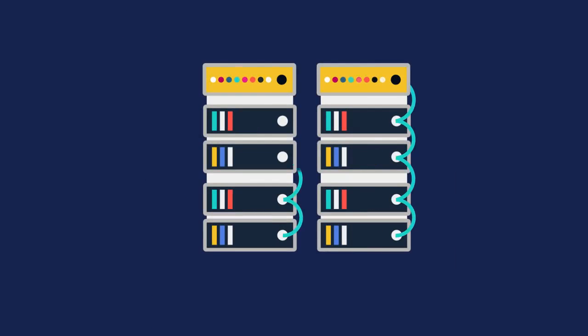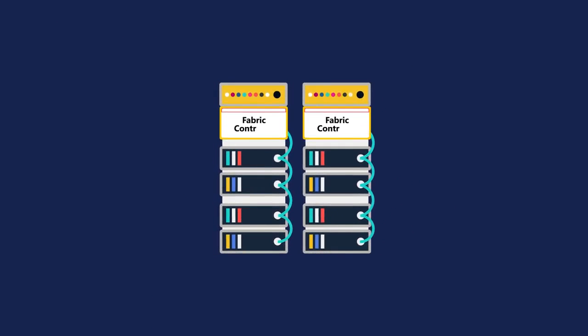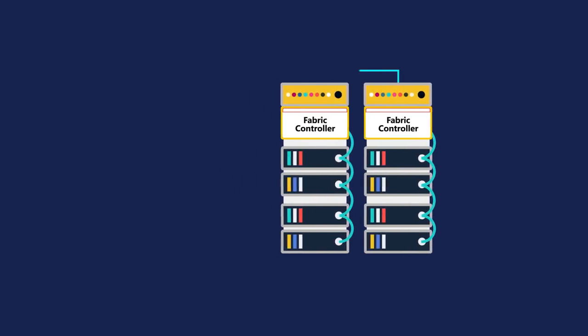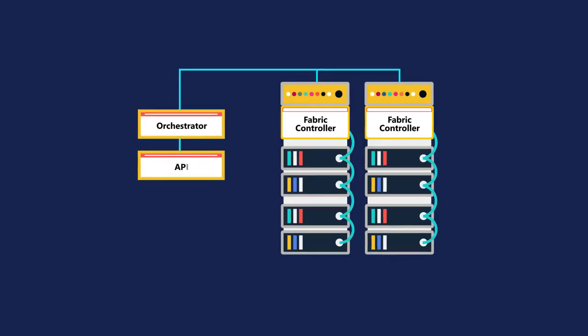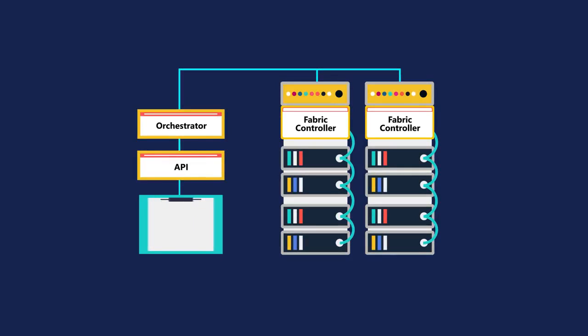One server in each rack runs a special piece of software called a fabric controller. Each fabric controller is connected to another special piece of software known as the orchestrator. The orchestrator is responsible for managing everything that happens in Azure, including responding to user requests. Users make requests using the orchestrator's Web API. The Web API can be called by many tools, including the user interface of the Azure portal.